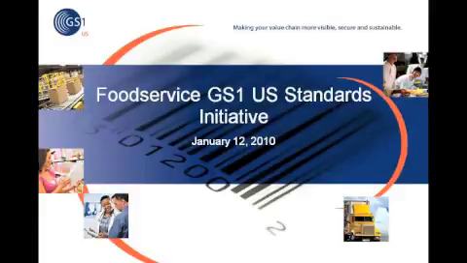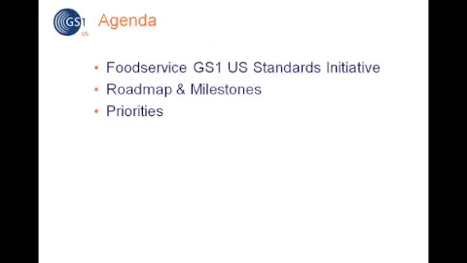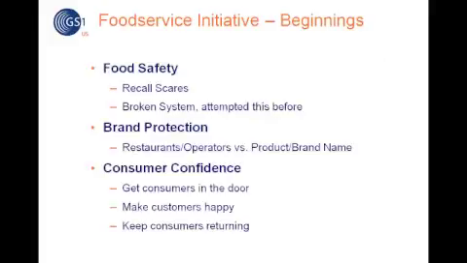I'm going to switch gears a little bit now. I'm going to talk about the food service initiative that we started in 2009 in the U.S. It's an initiative to help make all this happen in the food service category. So what we have today is we'll talk about the initiative, roadmaps and milestones, some of the things that have happened so far, and the priorities both for 2010 as we finish up those priorities and move into 2011. So let's begin with the initiative.